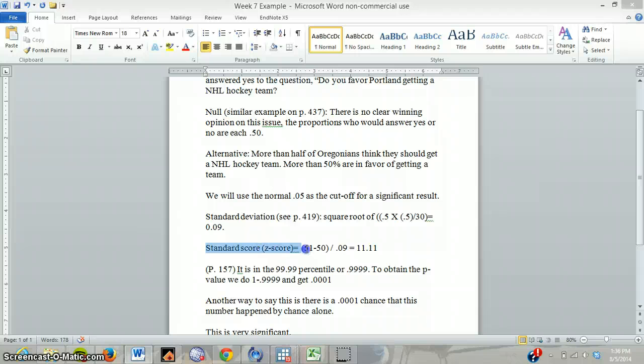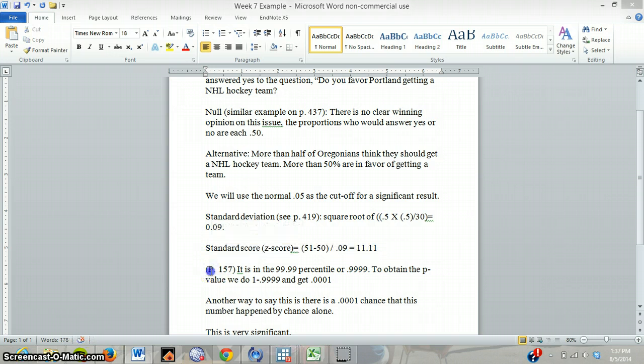Now I plug that into the standard z-score formula, where I have my score, 51, because that's what I found on my survey, minus the null, 50, divided by the standard deviation of 0.09, and I get a standard score, or z-score, of 11.11. So now I need to figure out what that z-score actually means.